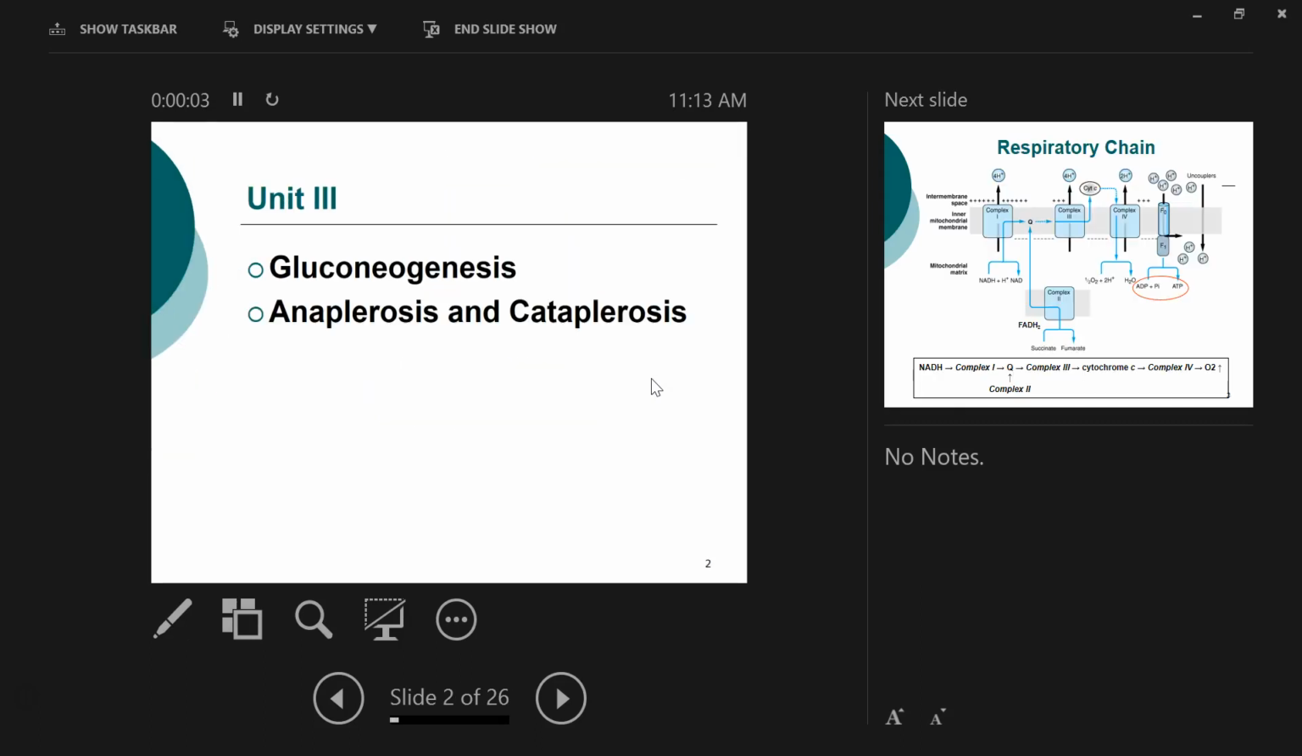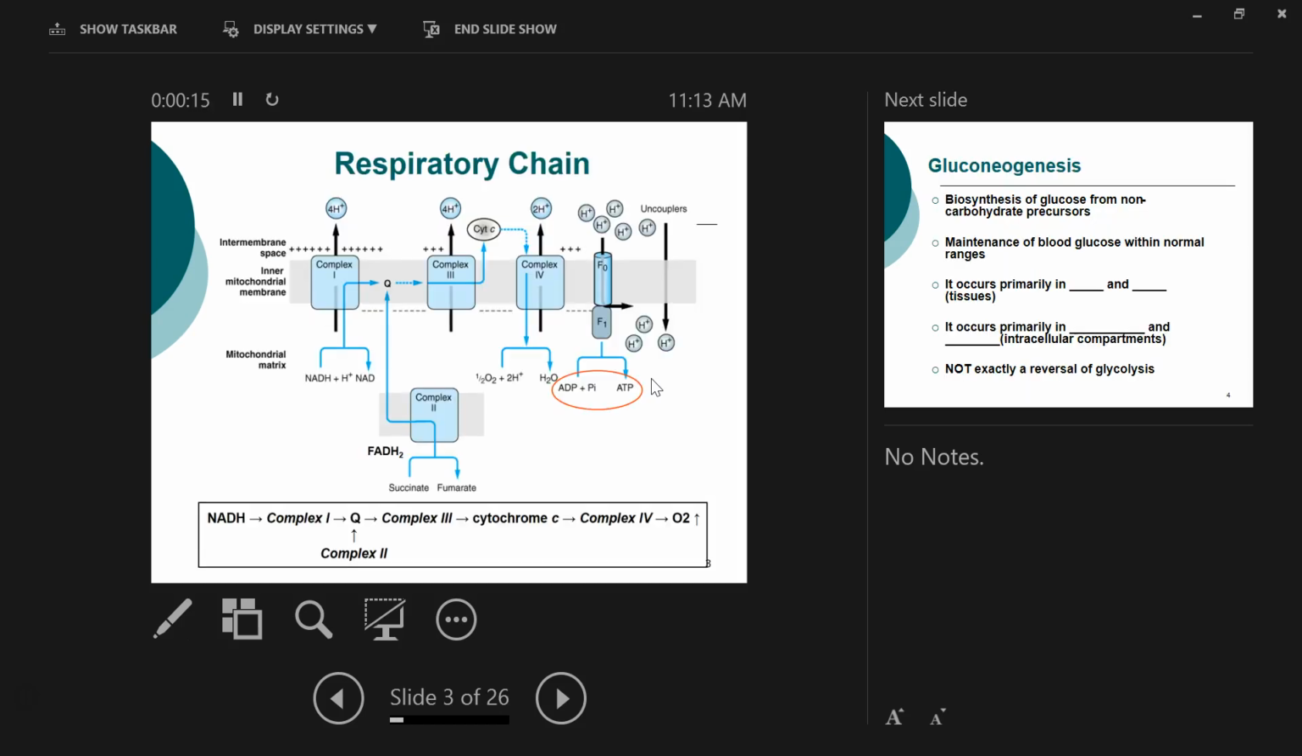Okay, so now we move to the second topic, gluconeogenesis, right? So TCA, respiratory chain or electron transport chain, also oxidative phosphorylation, so several different names, but all talk about the same thing.